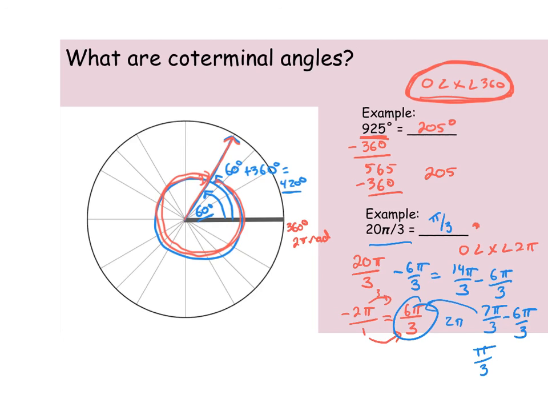So in the top part, we just subtract 360 until we get to a number between 0 and 360. And here we subtract 2 pi until we get to a number between 0 and 2 pi.